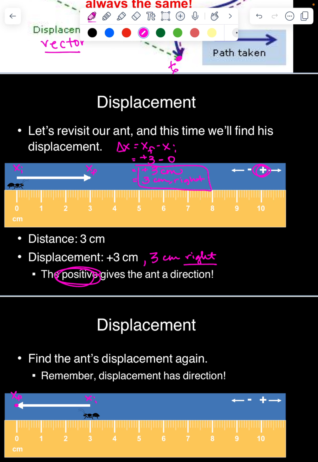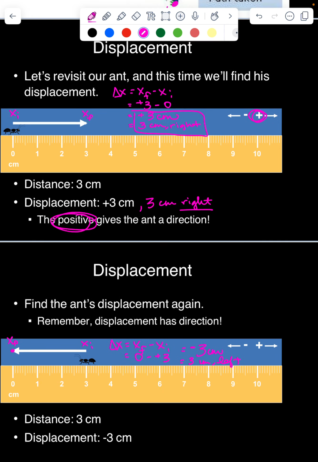Well, if I want to know the displacement, I know delta anything is final minus initial, so we have our final position minus our initial position. So final is 0 minus a positive 3, because it's 3 to the right. Well, 0 minus anything is going to give us a what? It's going to be a negative number. So our displacement is negative 3 centimeters, or 3 centimeters to the left. That's where it was traveling, was to the left.